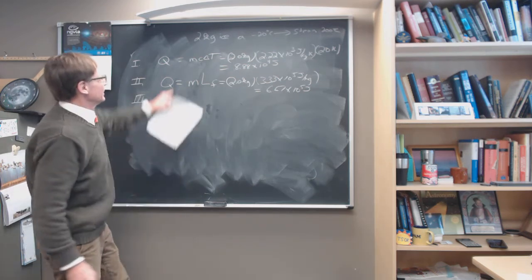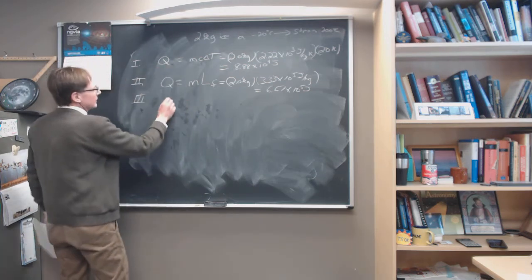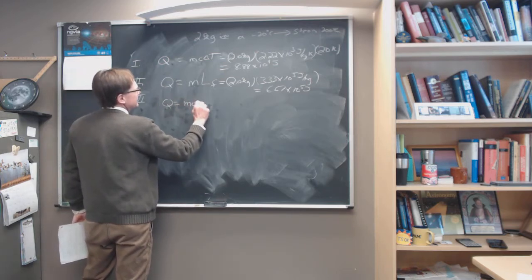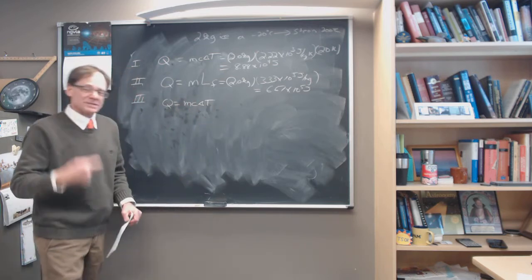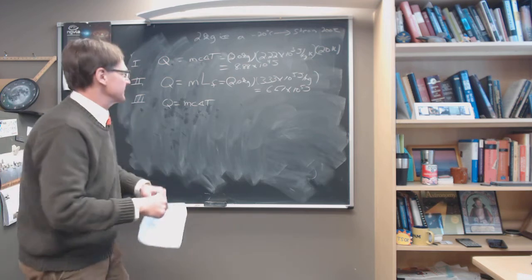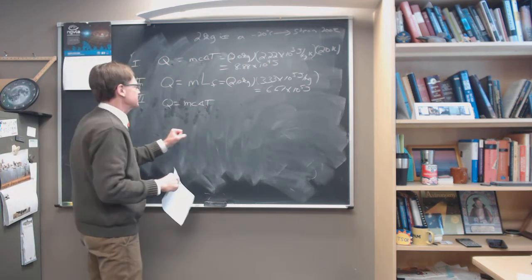Next, we got to heat the water. So we go back to something that looks like this. It looks like Q is equal to mc delta T. We got to go from 0 degrees Celsius to 100 degrees Celsius. So delta T is going to be 100 this time.